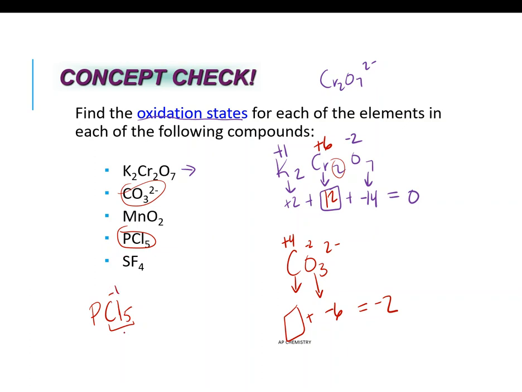So this adds up to -5. So in this particular case, what must the phosphorus be? What charge or oxidation state is it carrying for this particular compound? It is a +5. So that's how you have to practice assigning oxidation states. We'll come back and do some more practice in the next lesson as we finish out the redox notes.